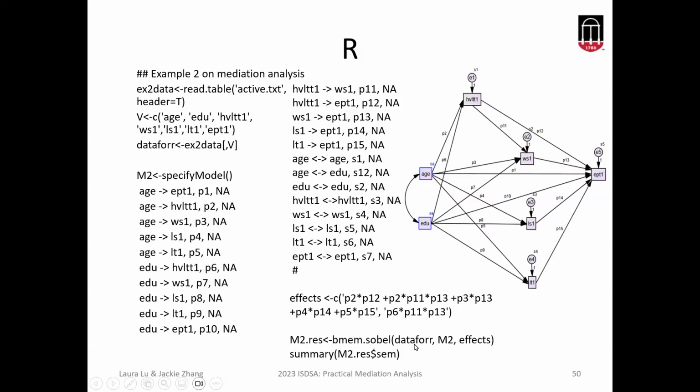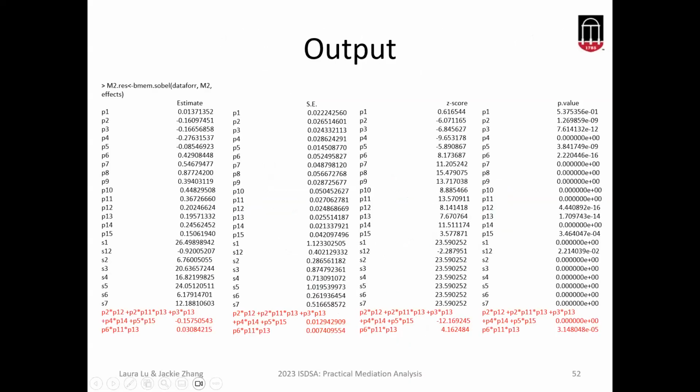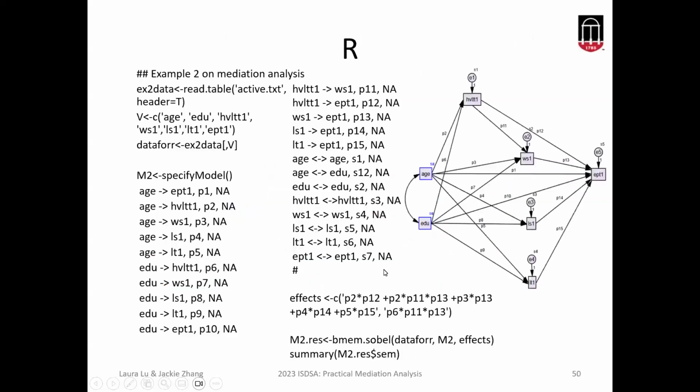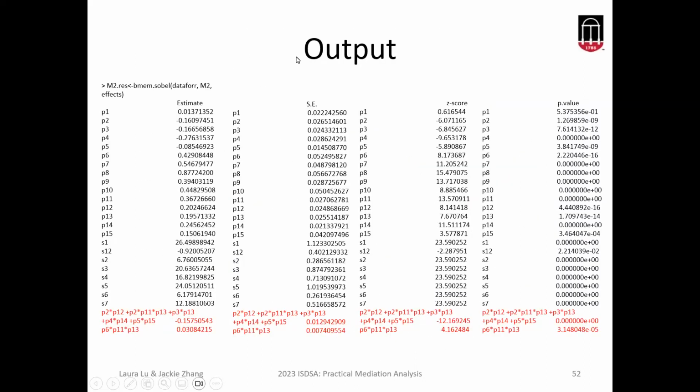And of course, we use summary to check the SEM result. So that's the code. Here, this is a bigger path diagram that is going to help us look at the paths more easily. So all of these paths are described here. Just run the R code in RStudio, and you have the output.